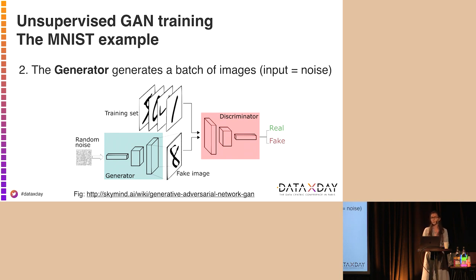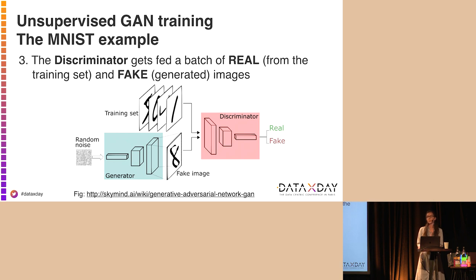So you have that training set. And you also have a generator. The generator is going to get some amount of random noise as input. From that input, it is going to generate images. Of course, at first, the images will look like noise themselves. And what happens afterwards is that the discriminator is going to get two types of inputs. The discriminator is going to get fed a batch of real handwritten digit images coming from your training set. But it will also get a batch of the fake images that have been generated by your generator network.